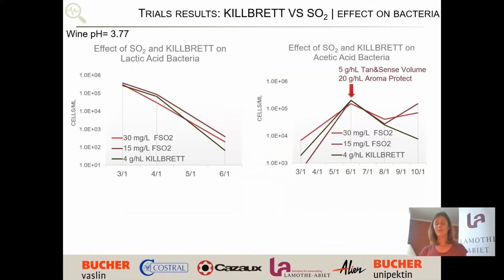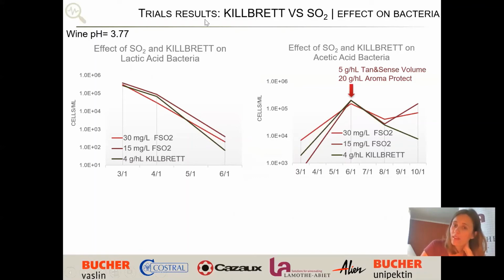So looking at the effect on bacteria, lactic acid bacteria is the graph on the left side of your screen. We have more or less the same effect. So we managed to reduce the lactic acid bacteria by using sulfur or no sulfur and KillBrett. It has been working the same way.